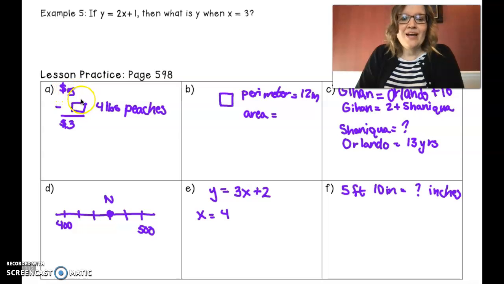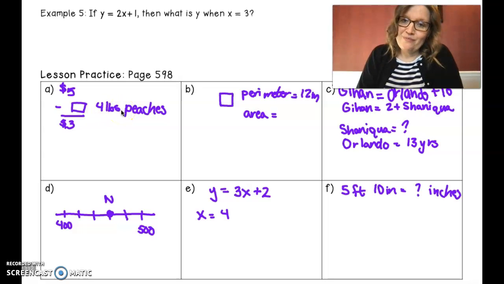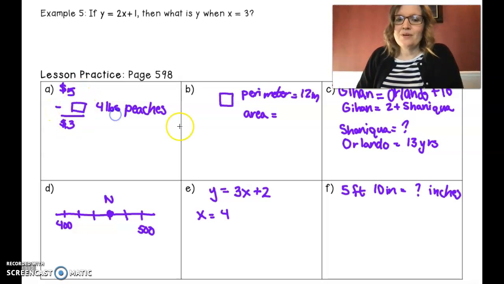We're going to begin with: somebody spent $5. They purchased 4 pounds of peaches. They gave $5 and got $3 back. How many cents per pound of peaches did these cost? So we first have to find out how much they spent. 5 minus something equals 3, and we know that this is going to be 5 minus 3 equals 2. So we know that our 4 pounds of peaches was $2.